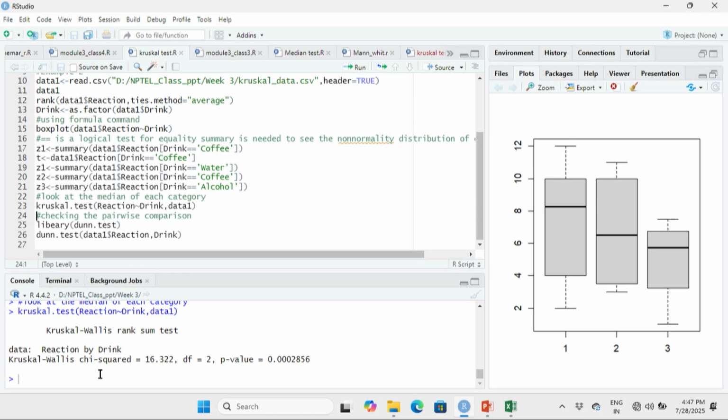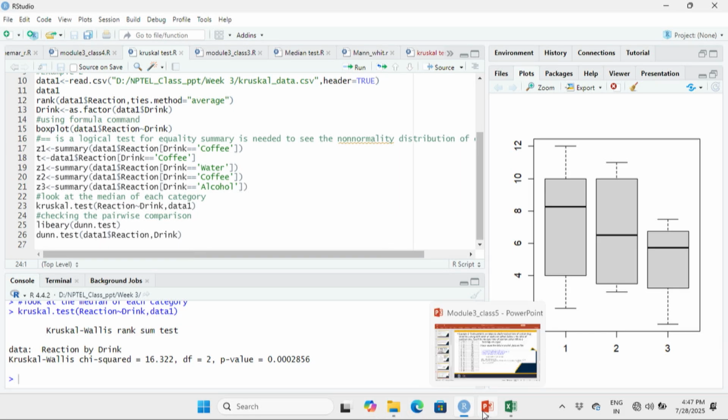So, the Kruskal-Wallis chi-square value is 16.322 with degrees of freedom. Quite obviously, DF means degrees of freedom, and it turns out to be 2 because there are 3 groups. And look at the p-value. The p-value is extremely small, 0.0002, which is very small in comparison with 0.05. So, we reject the null hypothesis that the median reaction time for water, coffee and alcohol is the same; they are not the same.